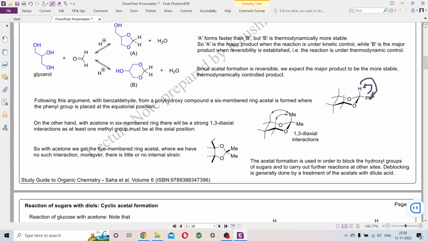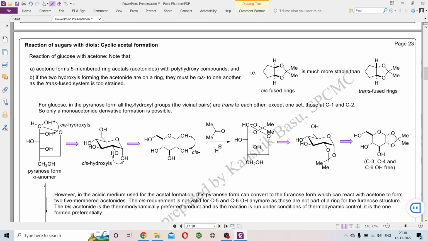What is the use of these reactions? These reactions are used to block specific hydroxyl groups, so-called protecting groups. These acetals are used as protecting groups to protect specific hydroxyls on monosaccharides or their derivatives, so that some of the hydroxyls are protected in the form of acetal, some of the hydroxyls are free. Those free hydroxyls are subjected to some sort of reaction, and then when you deblock, the acetals go away, you have a specifically functionalized carbohydrate.